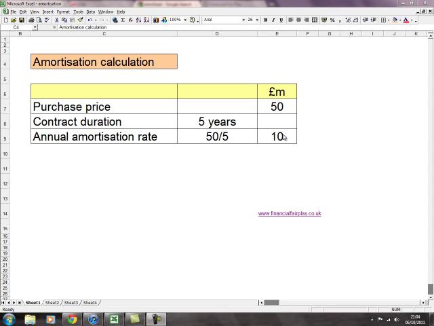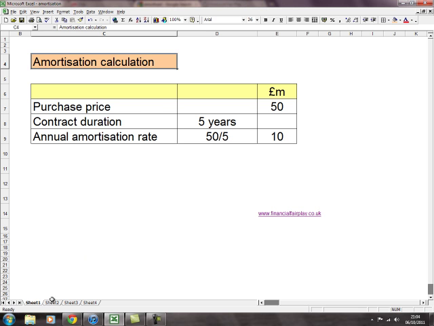I should point out, of course, that players aren't really bought and sold like commodities. What actually happens is that the club is purchasing the right to acquire the contract of the player. That's what you often see within the financial fair play terminology.